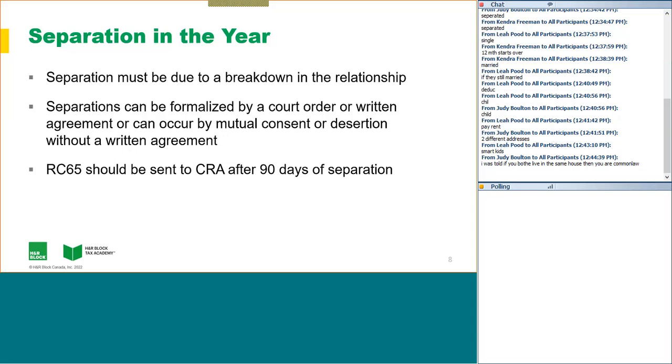Okay, so RC65s are always sent by the end of the month after the change of marital status happens. But remember, you need the 90 days to pass for a separation before you can file it. So if it's a separation that you're reporting, you have to wait 90 days first and then file the RC65. Don't send it early because they won't accept it if you send it early. All right. So that will tell you if you are separated or not separated.